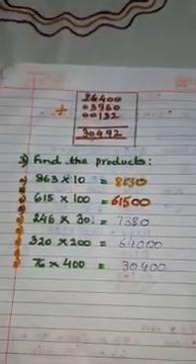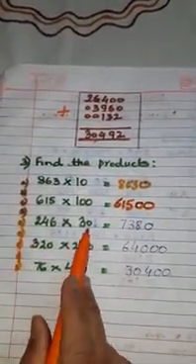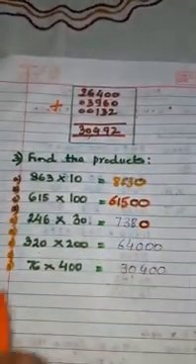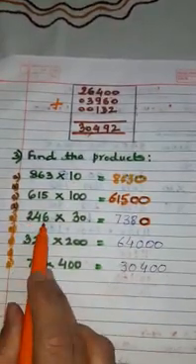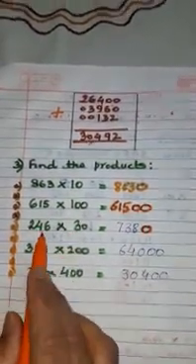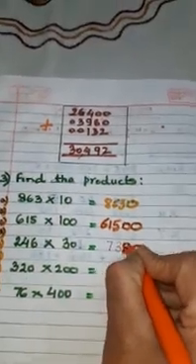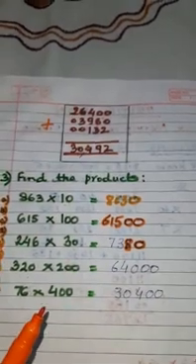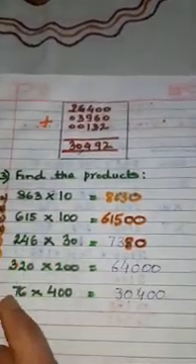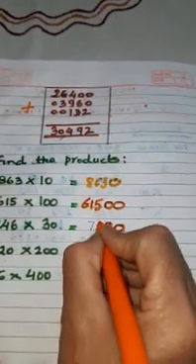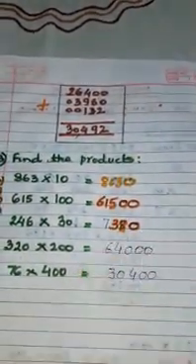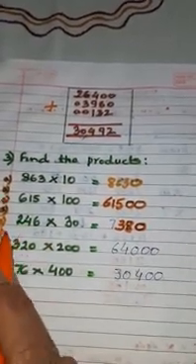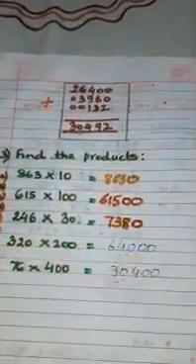Next, 246 into 30. See the number of zeros first. Quickly, in this sum only one zero, which I have written. Now I am going to multiply the entire number by 3. 3 6s are 18. 18 means 8 will come and 1 is carry. So 3 4s are 12 and carry, 12 plus 1, 13. In 13, 3 I have written, and the carry is 1. 3 2s are 6 and 1, 7.